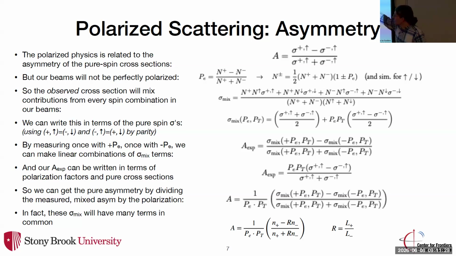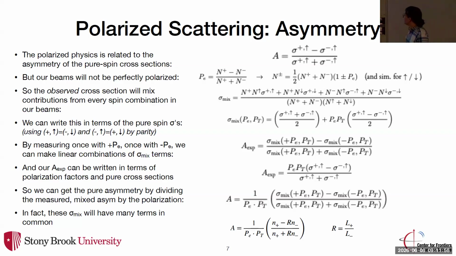Here is our asymmetry as defined before. And that's the physics asymmetry. That's the, if I had this known spin state and I had this other known spin state, what difference would I get between the two cross sections? And I can, in principle, calculate that, or I can model it. But that's not what I can measure, because I cannot make a pure spin state and be 100% guaranteed that I only have that one spin state. Our beams will be mixed. They'll have polarization.